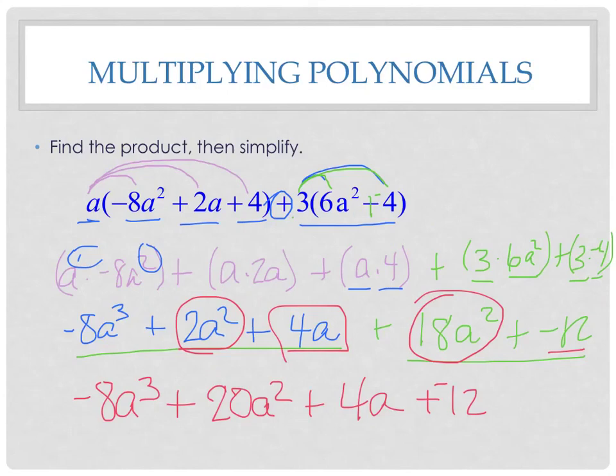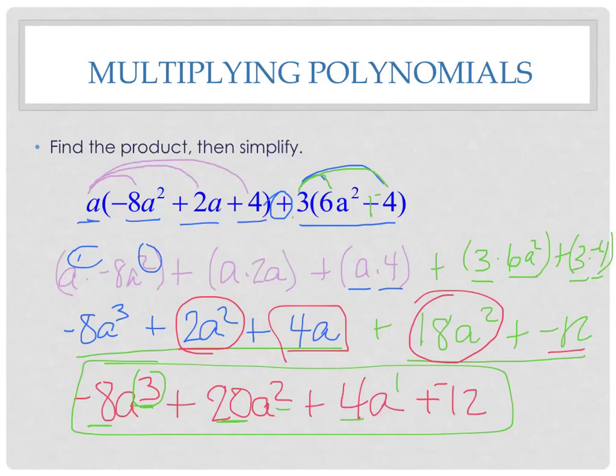Then I'm going to look to see if I'm in standard form. Highest power to lowest, 3, 2, 1. So I do have that there. I know that my answer then is in simplest form. And again, my degree of the polynomial is 3. My leading coefficient is negative 8. Other coefficients are 20 and 4.